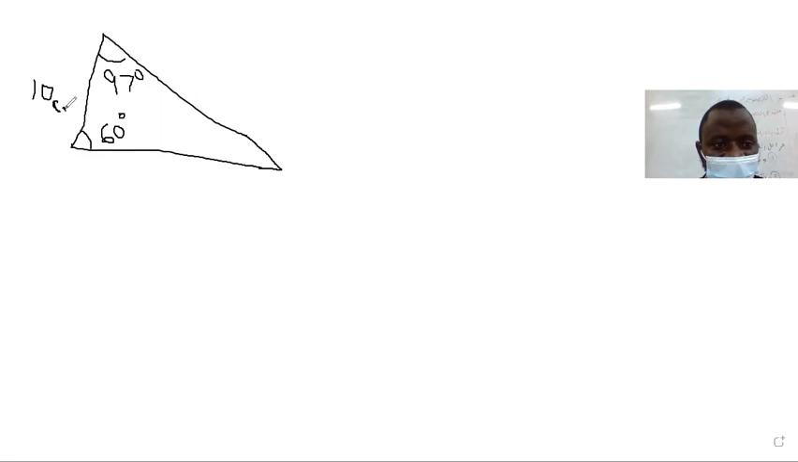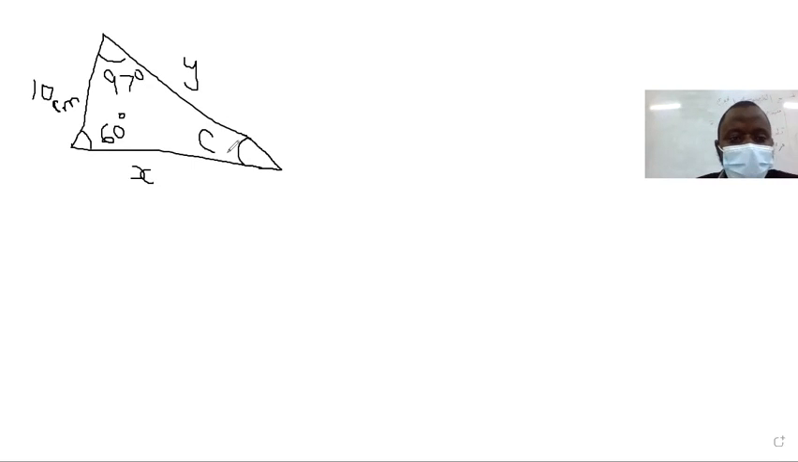Now, if you look at this triangle, you will see that three things are missing. This side is missing. I want to call this side X. This side is also missing. I want to call this side Y. And this angle is missing. I want to call that angle C. Are you following? So we can find the three of them, right? Very interesting. You shall see now.